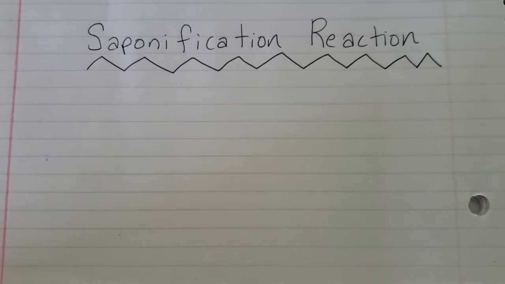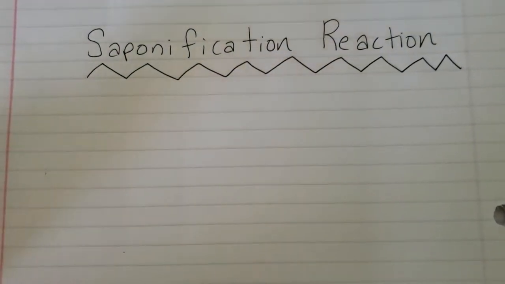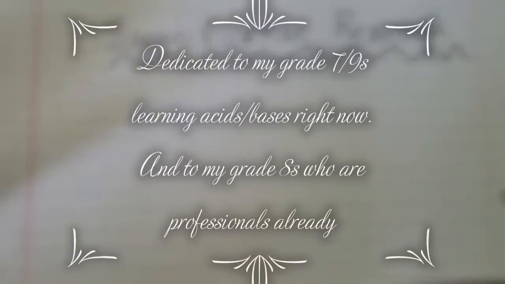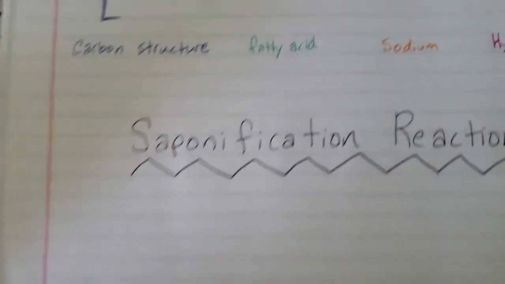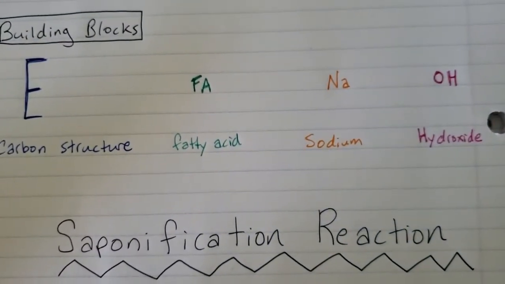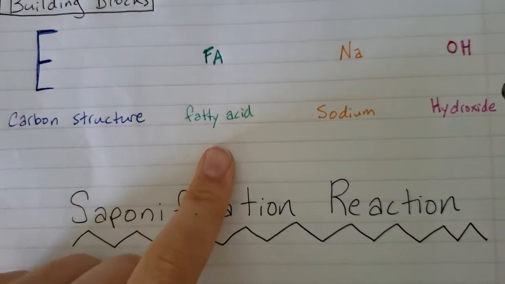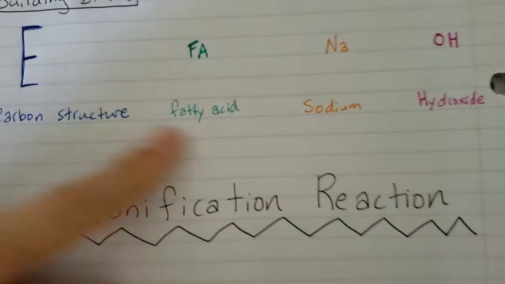Today you get to learn the saponification reaction. We're going to make goat milk soap. In the saponification reaction, we are going from something that is very, very alkaline to something that's only weakly alkaline. So you need to use your pH skills when making this. Here are our building blocks. We start out with carbon structure, some fatty acids, sodium, and hydroxide.